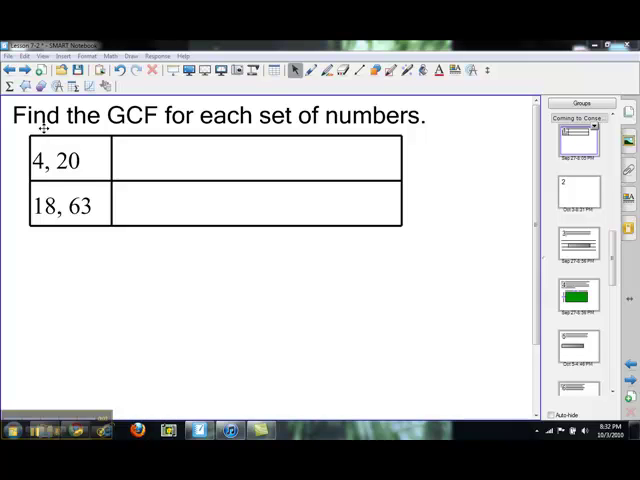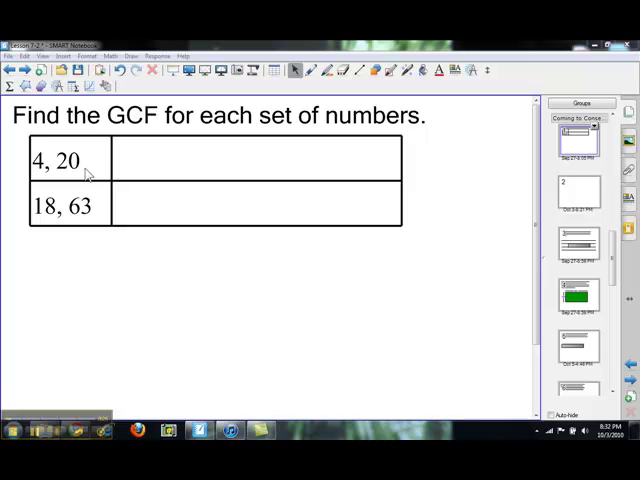Today we're going to learn about how to find the greatest common factor, or GCF, for pairs of numbers. So factor, if you'll remember, means two numbers that you multiply to get another number, and the word common means something you share. So we're looking for the greatest or largest factor that these two numbers share.